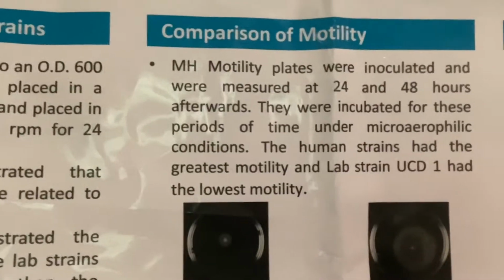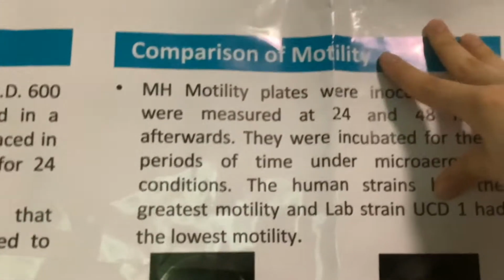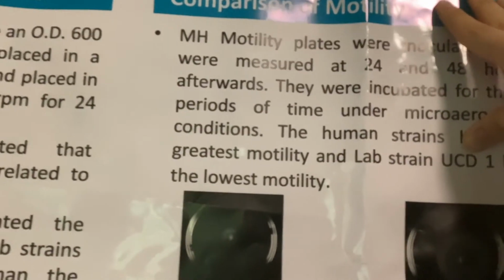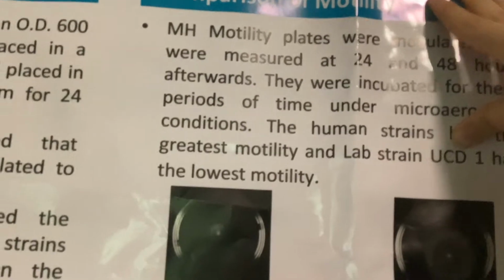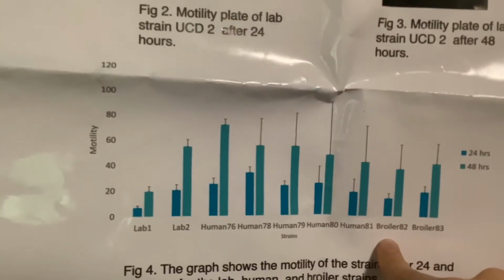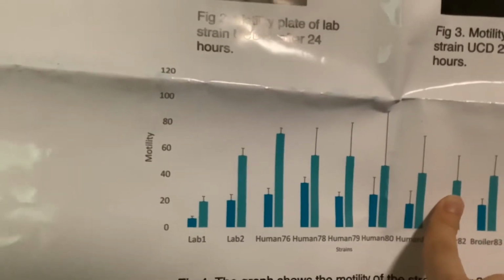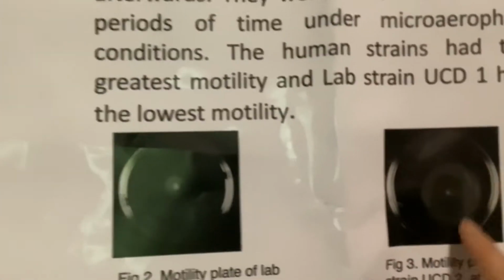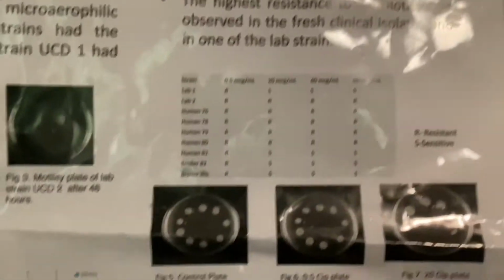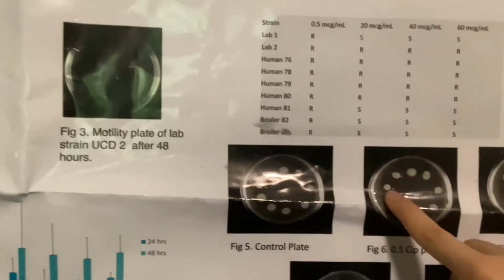And then motility. This is how they can move in a person, or their ability to move anywhere and infect. So the most infectious over 48 hours were the human strains. So they're more dangerous. They can move in you more. In fact, they moved more across the plates over time.